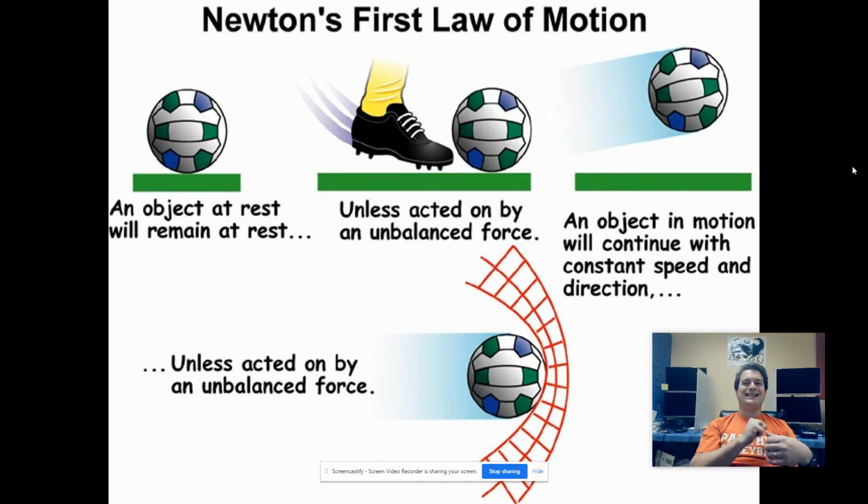If net force is 0, then an object at rest will remain at rest, and an object in motion will remain in motion with constant speed and direction. So this is all only true when net force is 0. If it's not 0, it's unbalanced, and your object at rest is going to start moving. Your object in motion is going to change its motion, okay? So that's what the first law of motion is really getting at. It's all about the net force we talked about.